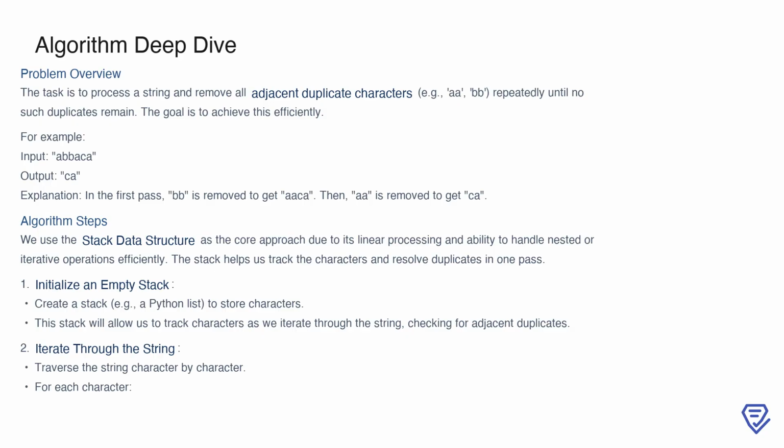First, we initialize an empty stack, which will be used to store characters as we process the string. This stack is crucial because it helps us keep track of the most recent character and makes it easy to compare with the next character. Then, we iterate through the string, processing each character one at a time to check for adjacent duplicates.